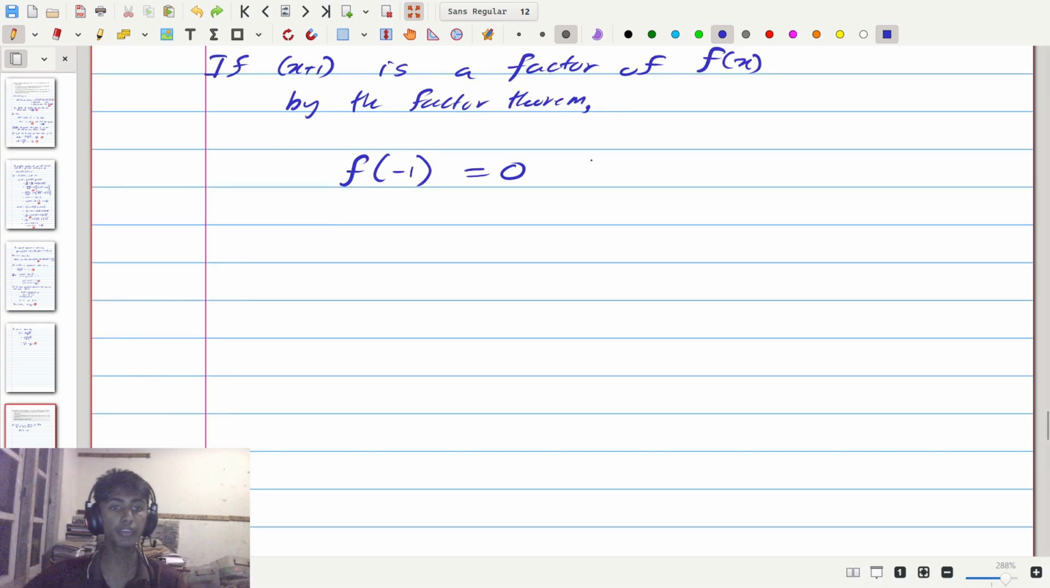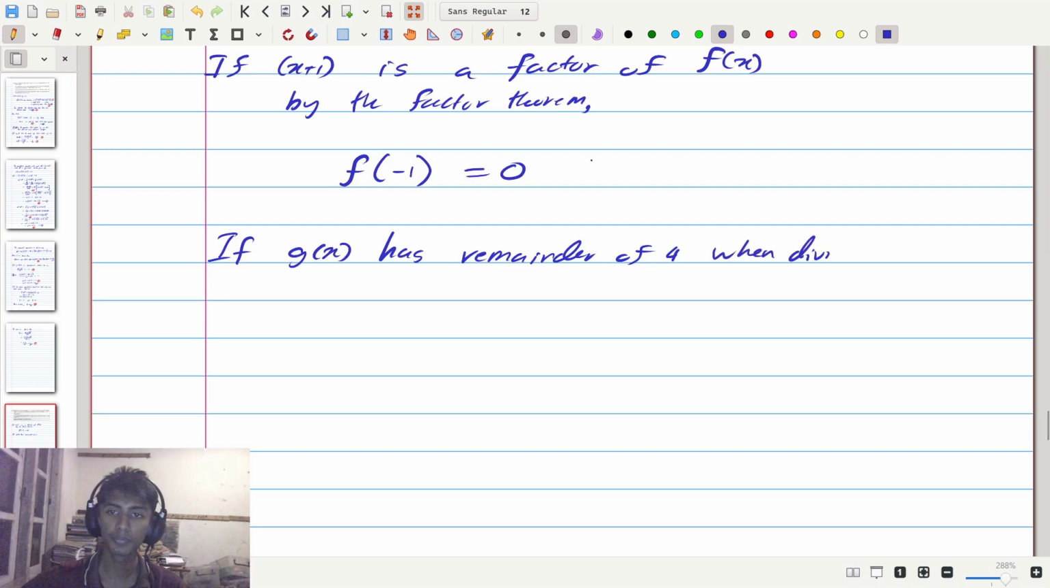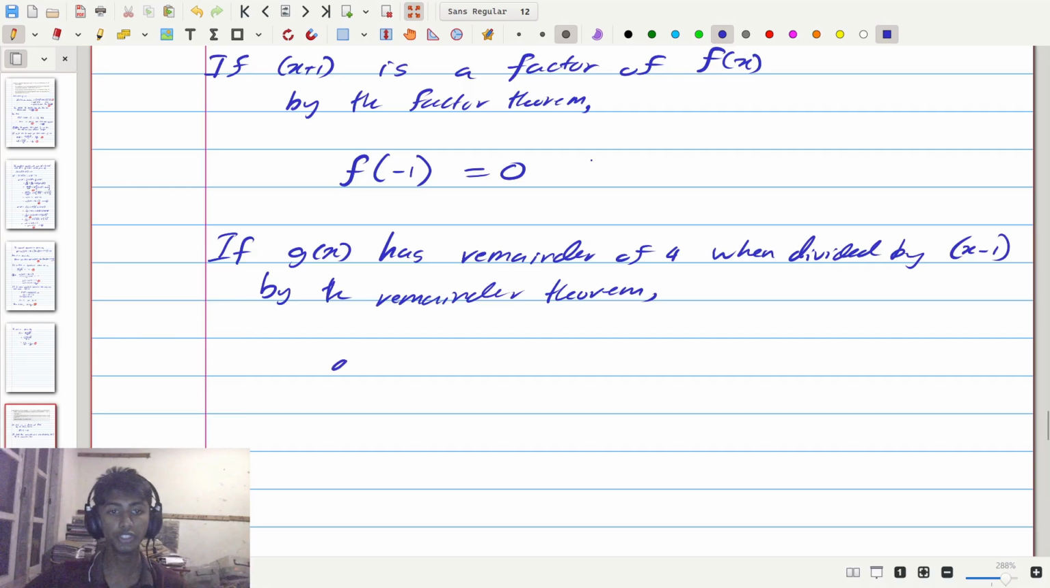Now according to the remainder theorem, if g of x has remainder 4 when divided by the factor of x minus 1, then since this whole thing becomes 0 when x is equal to 1, we can say by the remainder theorem that g of 1 must be equal to the remainder, which is 4. So g of 1 is equal to 4.